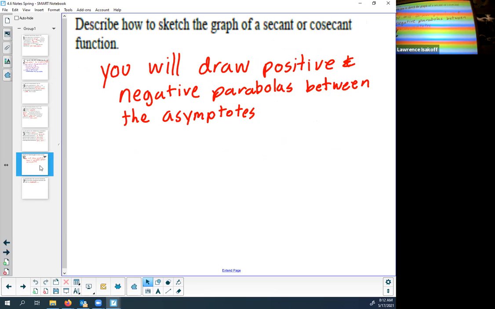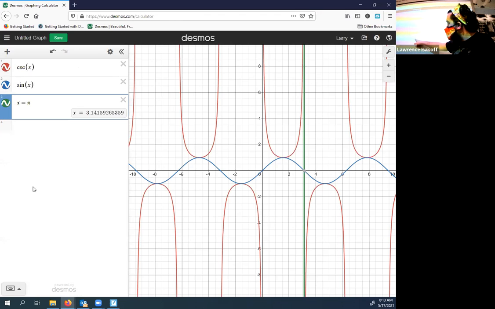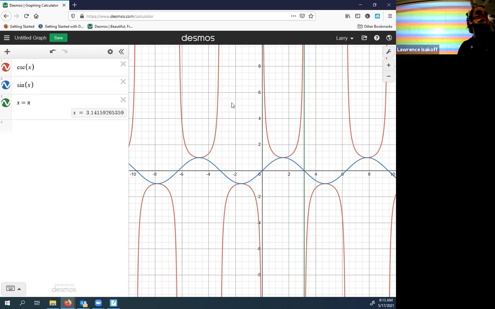So to draw those curves, we will draw both positive and negative parabolas between the asymptotes. Those valleys and hills will be reversed. So I'm going uphill here, that actually goes down as my parabola. Here is where I'm going downhill, this actually goes up as my parabola. So that is the basics of these functions.